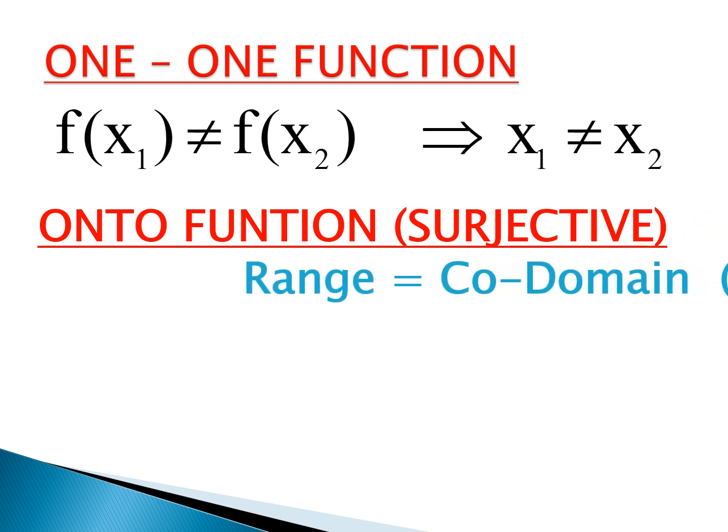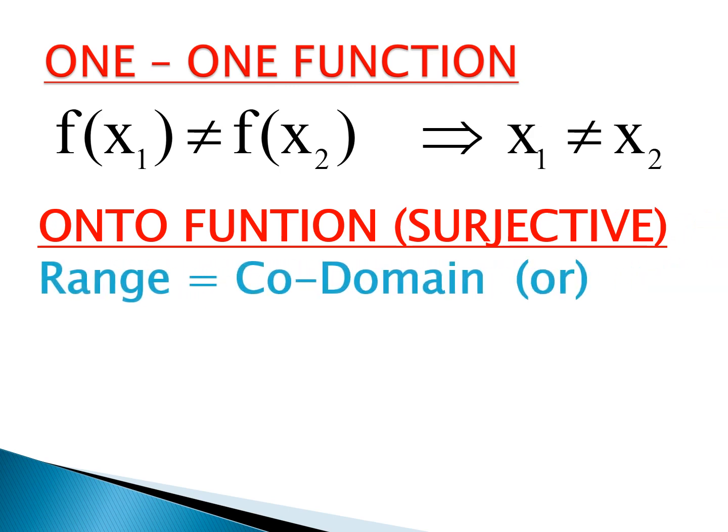Onto function. For some functions, you may be able to immediately find the range. For example, x square. X square is always greater than or equal to 0. So you can find the range. If the range is equal to codomain, then we can say the function is an onto function.